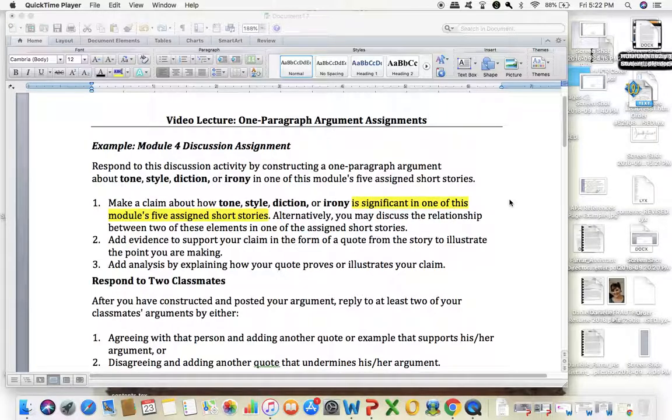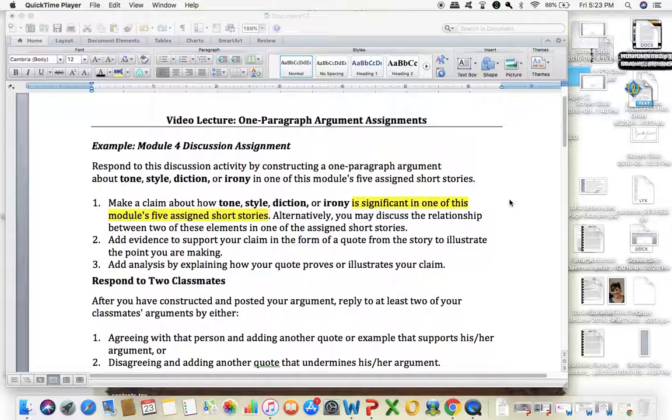Even though I provided an example where I did a discussion myself of a one paragraph argument and provided it in an announcement, and I provided handouts on how to conduct literary analysis, people still seem to be struggling with some fundamental aspects of what you want to be doing when doing these one paragraph arguments.